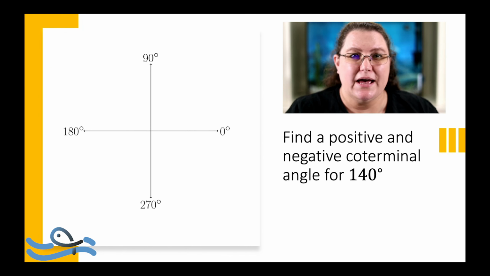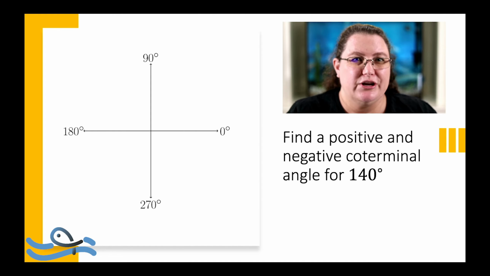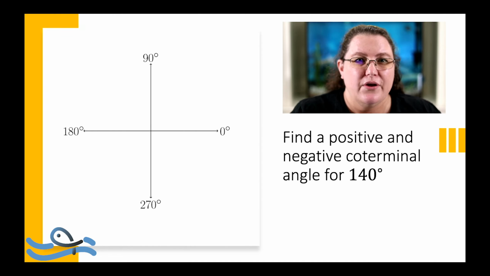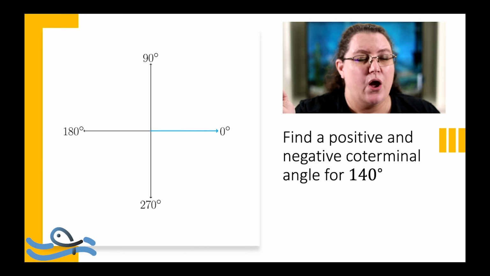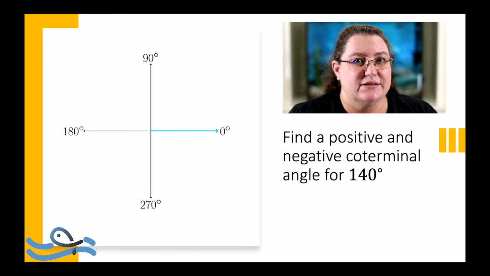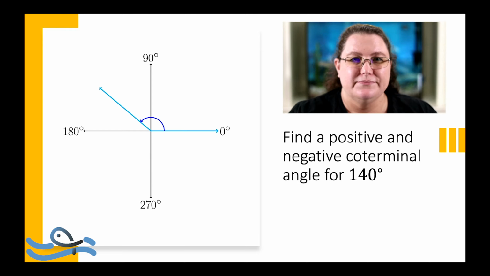Okay, let's do some examples that show how to find coterminal angles. In this first set of examples, we're going to be finding coterminal angles to 140 degrees. Let's start with a picture of 140 degrees. First, we draw a ray pointing in standard position towards 0 degrees. Then we rotate that ray 140 degrees. And this is our image of 140 degrees.